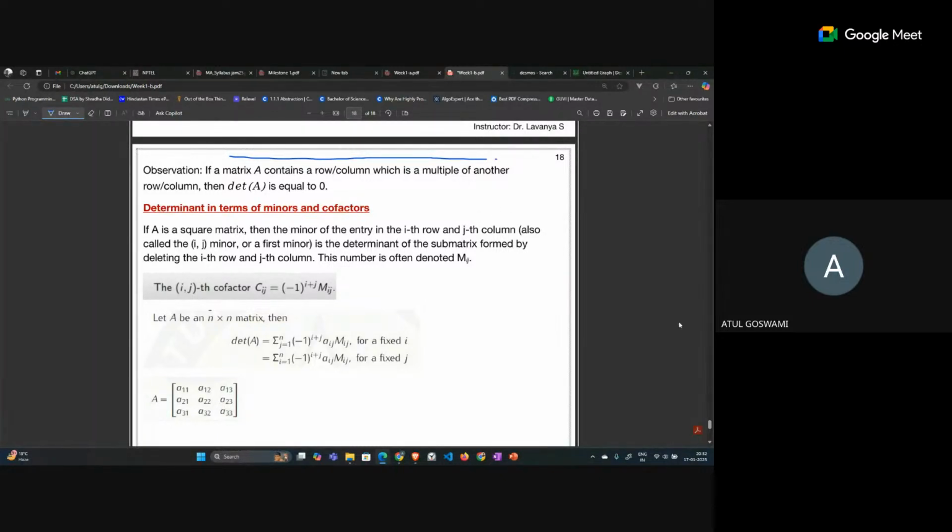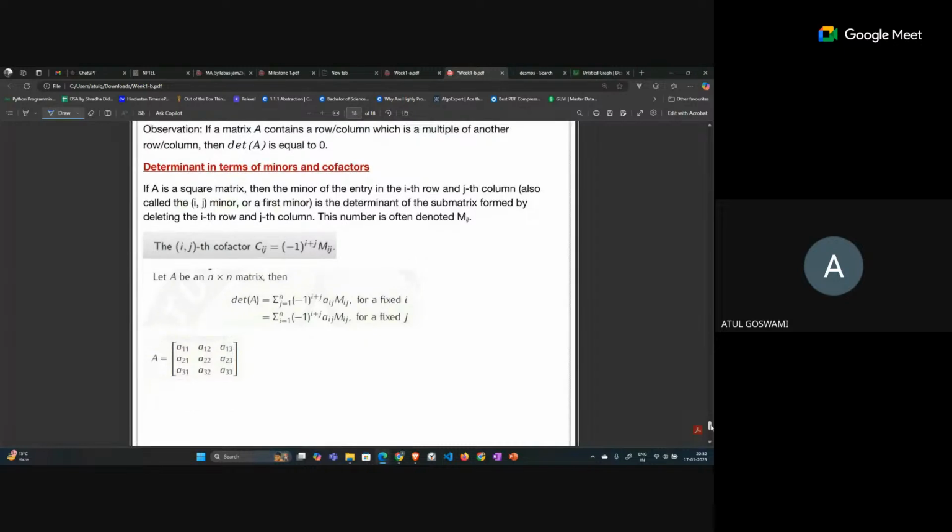Now this is the determinant in terms of minor and cofactor. What is a minor? The minor is defined for every entry of a matrix. For M_ij, we delete the ith row and jth column, the corresponding row and column, and then for the remaining matrix, the minor matrix, we find the determinant. That is the minor.